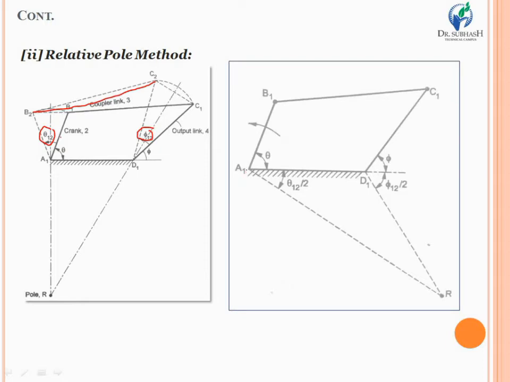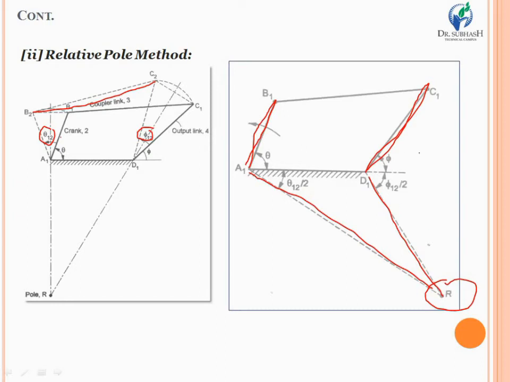Now you have to draw two lines which are normal to the links A1 and C1 D1, and which will intersect at some common point. That point is generally known as point R, and basically this point is the center of rotation of the coupler link relative to the fixed link A1 and D1. We can say that it is the pole point, or simply a pole.